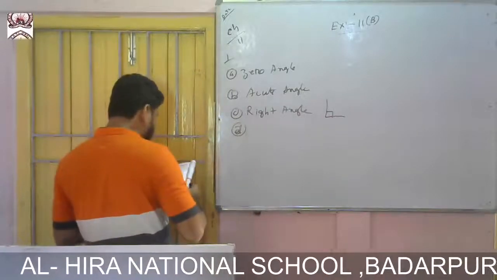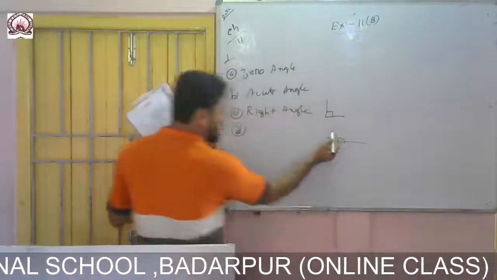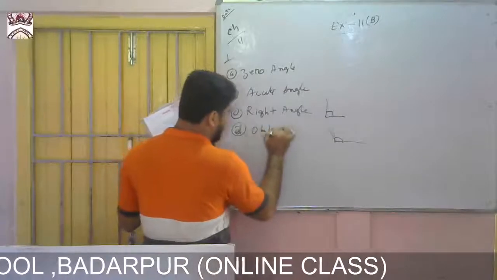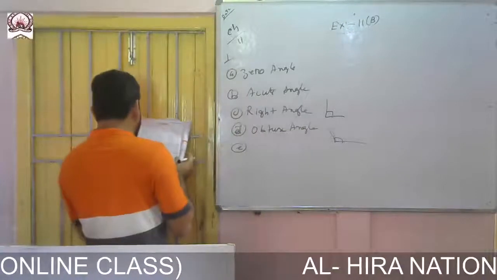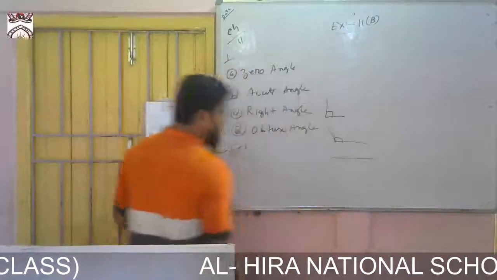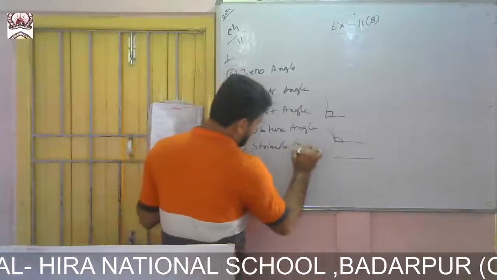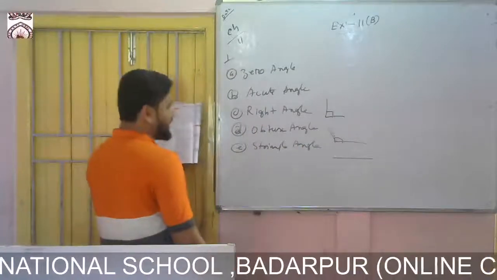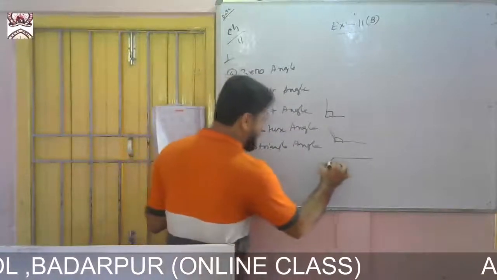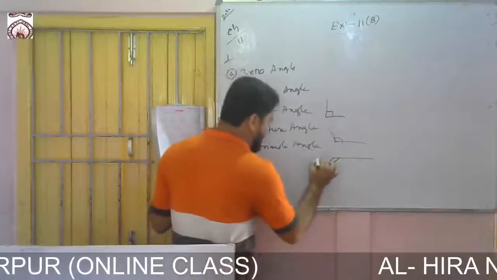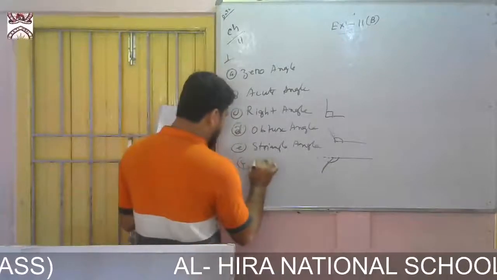Number D, you see it is like this. If I draw 90 degree, it crosses 90 degree, so it is an obtuse angle. Number E is one straight line, and where there is a straight line, there is a straight angle. Number F, this angle, if I draw 180 degree, it crosses 180 degree. So it is a reflex angle.